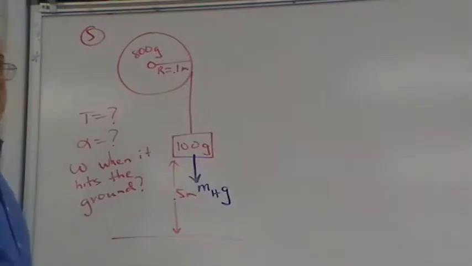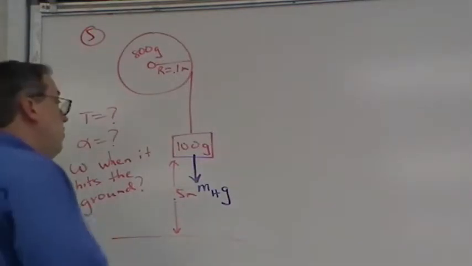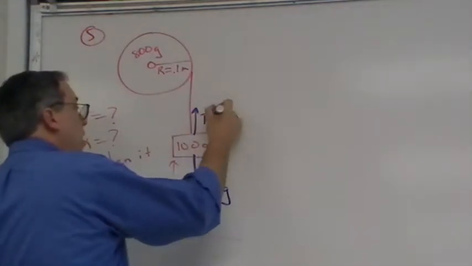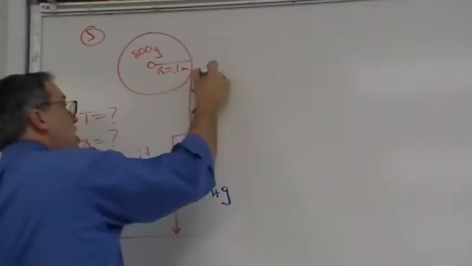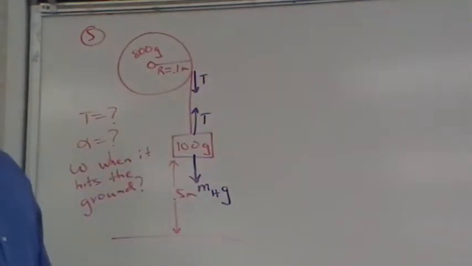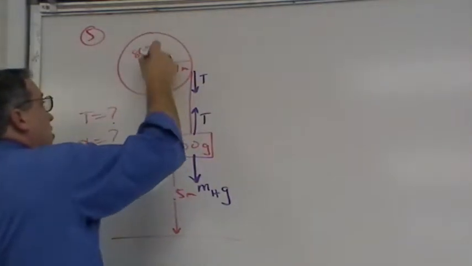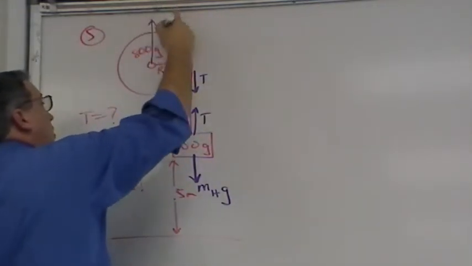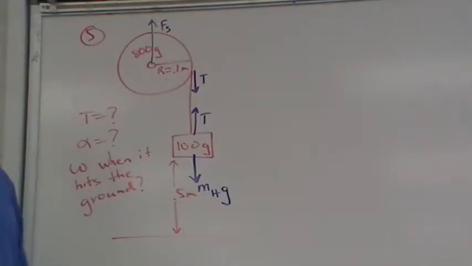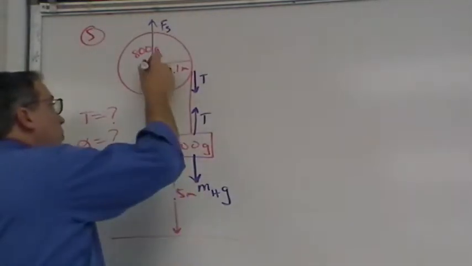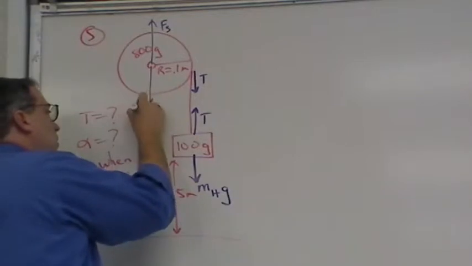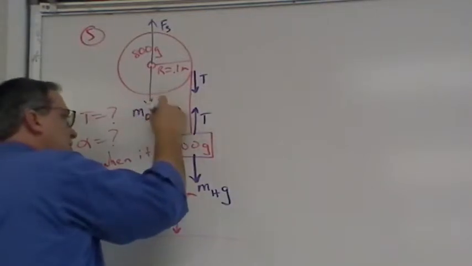So when you start drawing forces, we have the mass hanging times gravity pulling down. We have a tension going up. We have a tension on the disc going down. We have a support force holding this disc in place. And we have the weight of the disc.